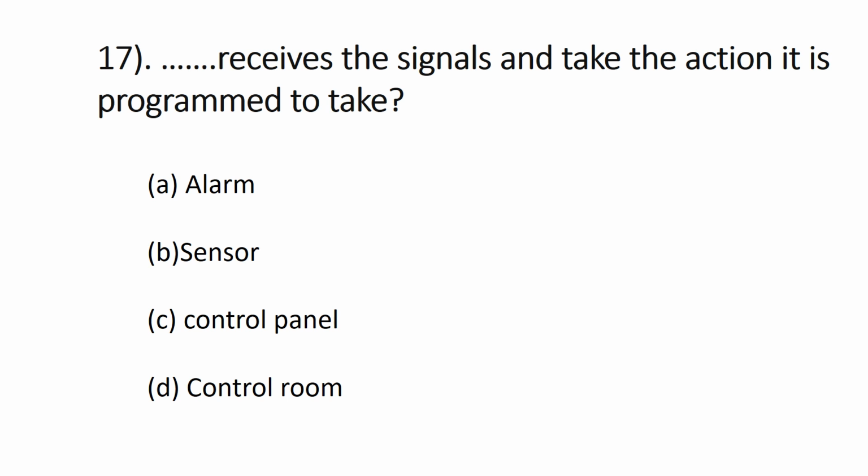Question number 17. Receive the signal and take the action it is programmed to take. A. Alarm. B. Sensor. C. Control panel. D. Control room. The correct answer is control panel. In the alarm system, the control panel receives the signal and informs the people. It alerts the people by giving the sound to take an action. So C is the correct answer. Control panel receives the signal and takes the action it is programmed to take.